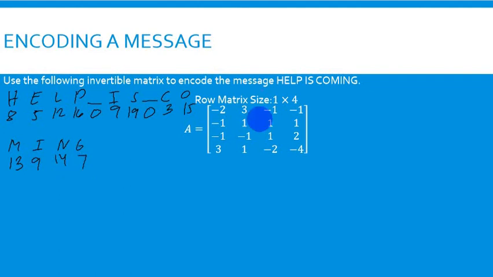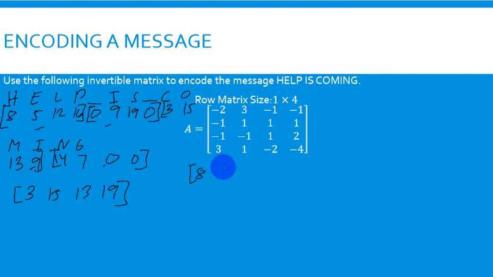Then we need to group them by 4 because of 1 by 4. So we'll have one group here, another group here. So I'll have the row matrix 3, 15, 13, 19 as well. And here, I need to add 2 zeros because there are only 2 numbers left. So therefore, we'll have 1, 2, 3, 4 row matrices to multiply to our key. So showing the first one.